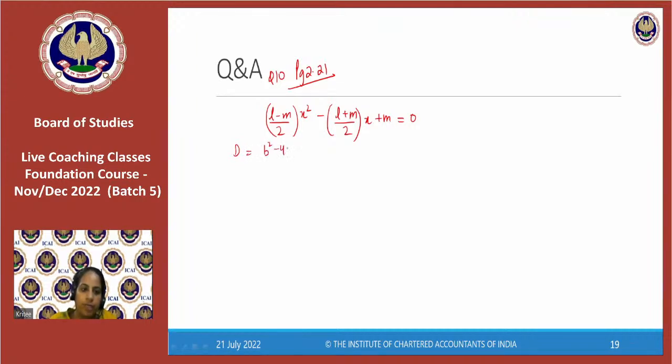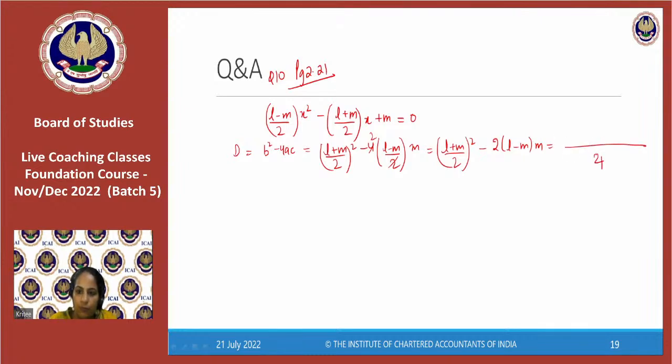D says b square minus 4ac. It looks difficult, but it turns out to be an easier one. (L plus M) whole square minus 4 into (L minus M)/2 into M. Okay, this goes like this with 2. So now I have (L plus M)/2 whole square minus 2(L minus M) into M. If it is possible for you, it would be good if you can open up the entire bracket and take the LCM. This is 4.